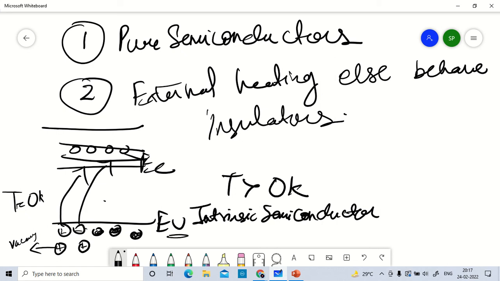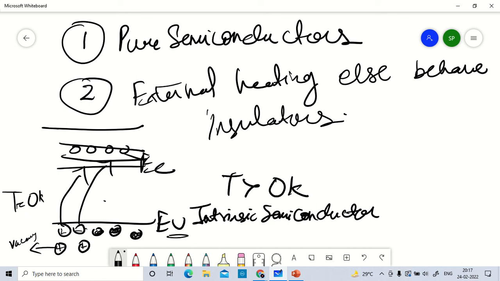Example 14.1: carbon, silicon and germanium have the same lattice structure. Why is carbon an insulator, while silicon and germanium are intrinsic semiconductors? This is because the energy required to take out an electron, that is the energy gap or ionization energy, is the least for germanium, more for silicon, and highest for carbon.